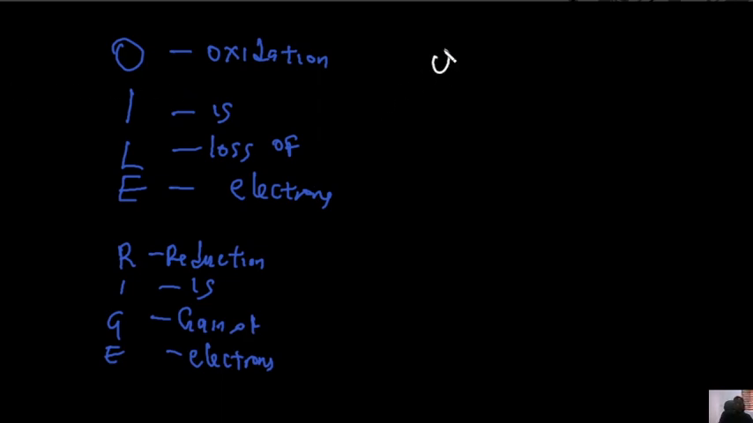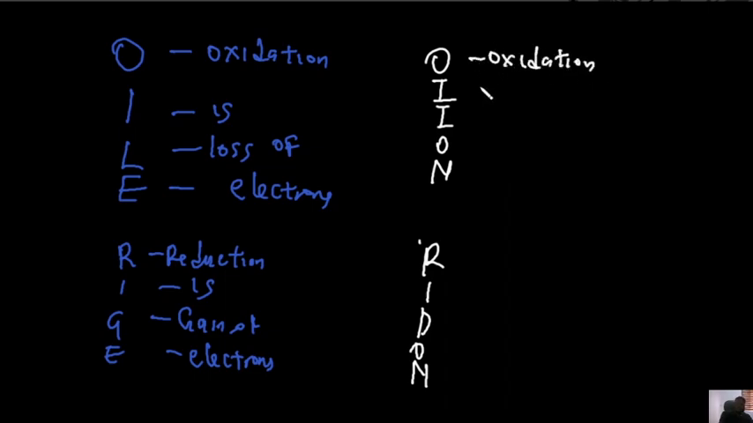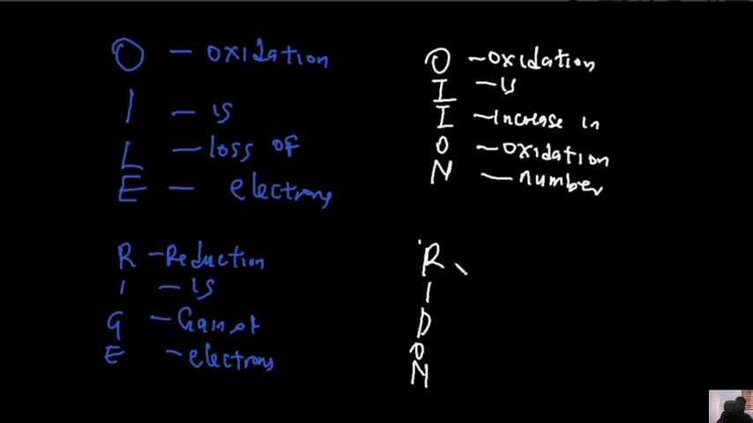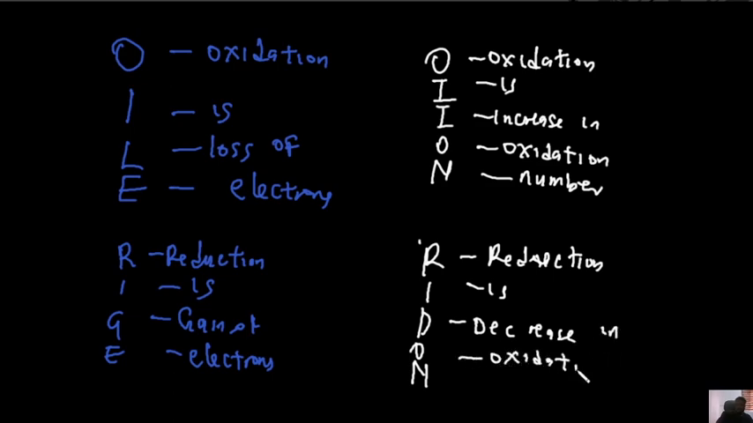So the other way of describing it is ION RedOn. So what does that mean? Oxidation is increase in oxidation number. It makes sense to say oxidation is increase in oxidation number. While reduction is decrease in oxidation number. So it's like the opposite. So anything you have for oxidation, the opposite would be reduction.